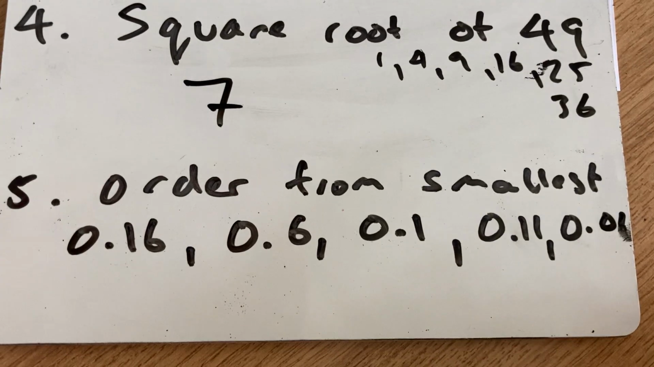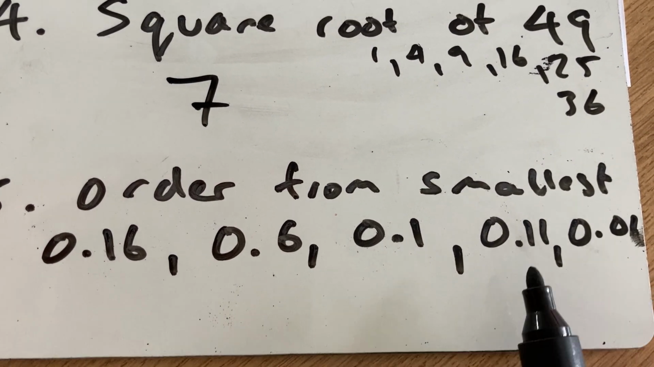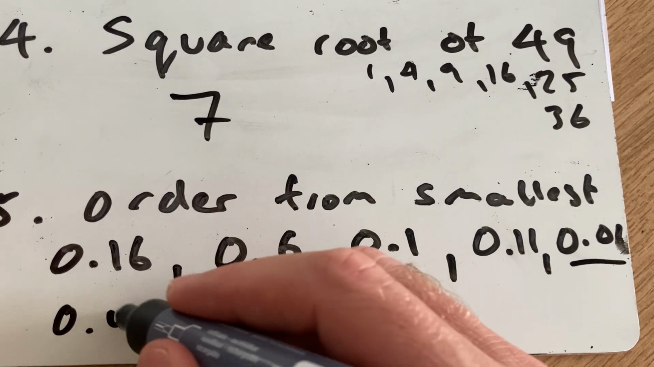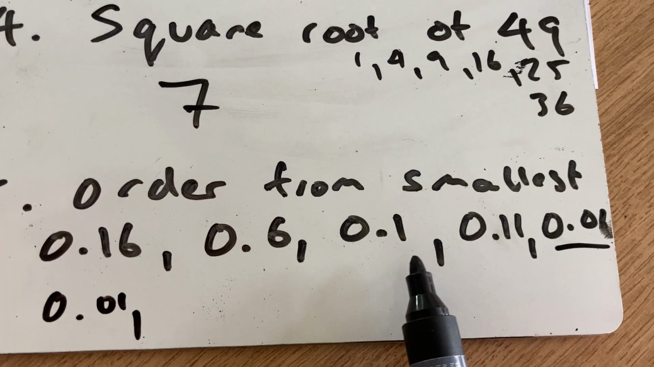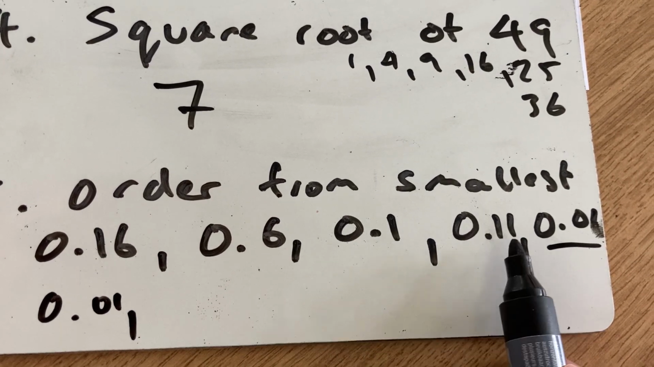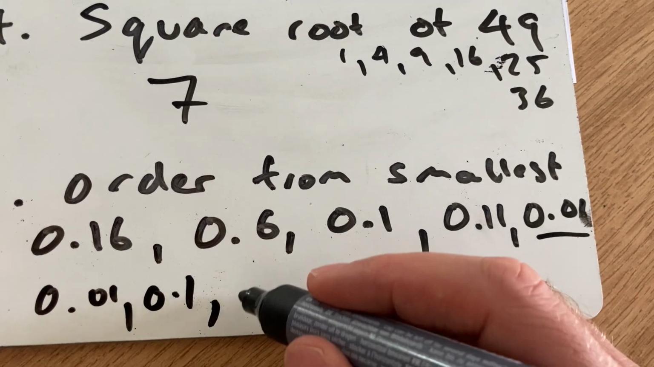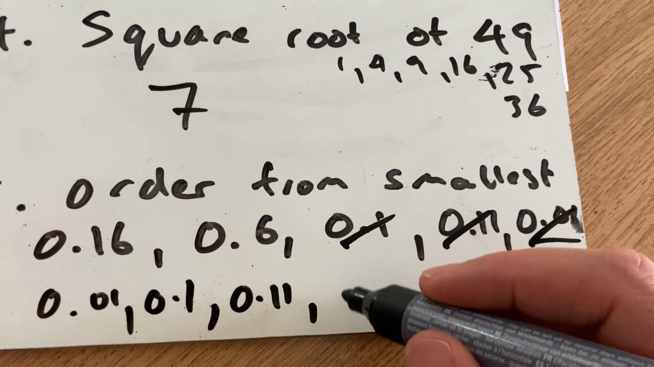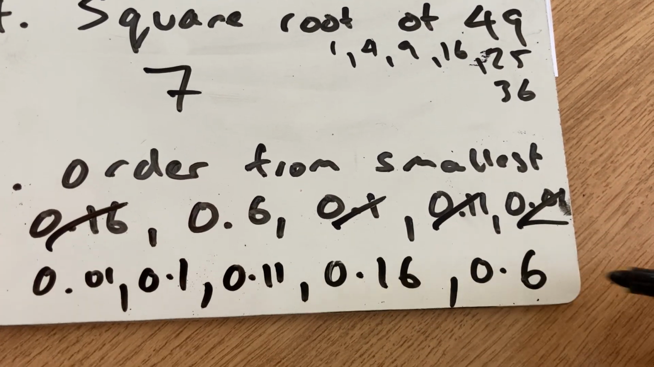Okay, and we've got to order these numbers from the smallest, 0.16, 0.6, 0.1, 0.11, 0.01. So that'll be the smallest, 0.01. Nothing else has a 0 in its tenths. We then go to the 1/10. So there's 3 that have 1 in the tenths, but the smallest will be 0.1, then 0.11. I'm going to cross them off as I go. Then 0.16, and then lastly that 0.6 there.